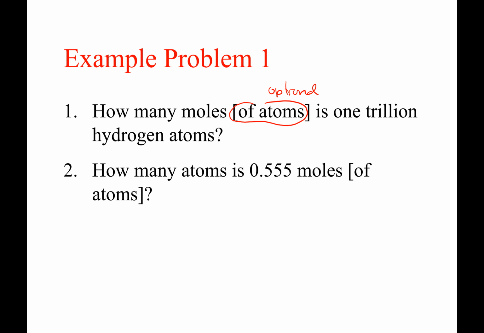My advice in working these is usually to start with the thing that's unique to the problem. So in the first one, I'm going to start with 1 trillion hydrogen atoms over 1. The second one's going to be 0.555 moles over 1. And then I'm going to use one of those two ratios on the previous slide.